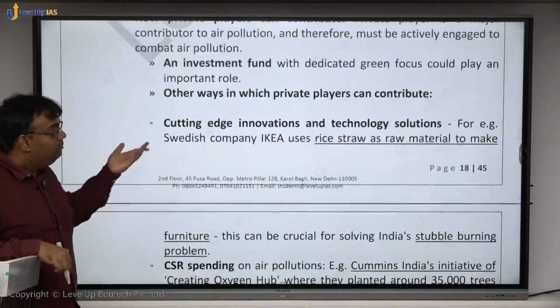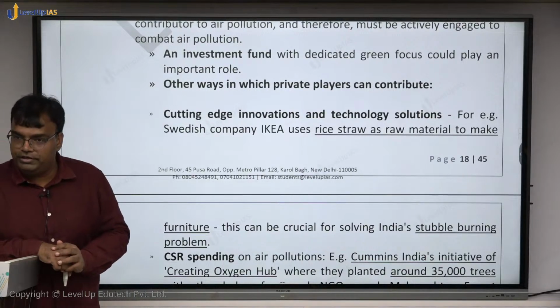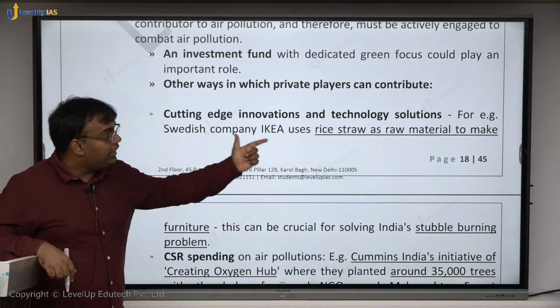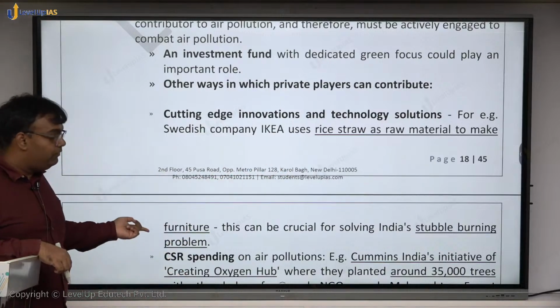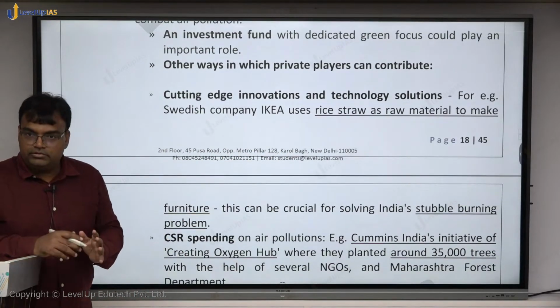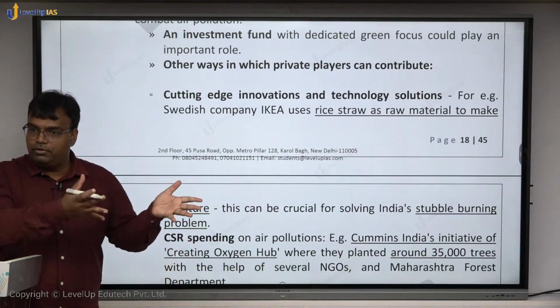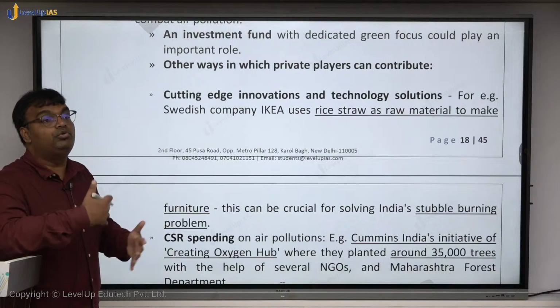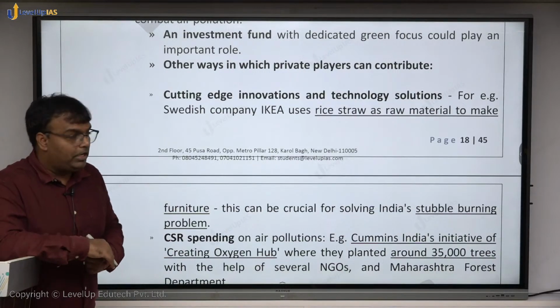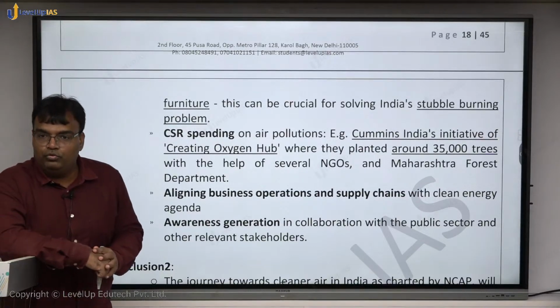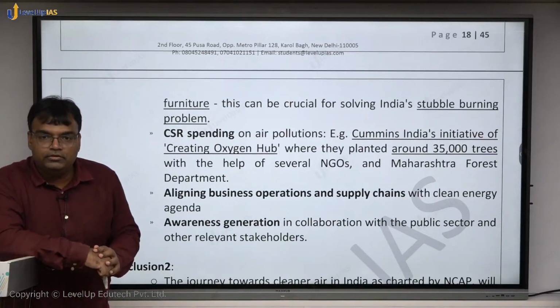For example, by developing new technologies to fight air pollution. For example, the Swedish company IKEA is using rice straw as raw material to make furniture. This rice straw can be not burned and the stubble burning problem will not be created if this kind of technologies, more technologies can be developed by private players, and CSR spending can go towards the fight against air pollution.